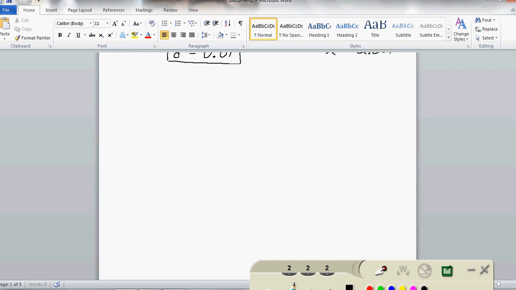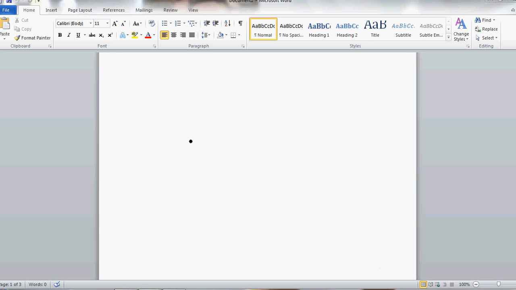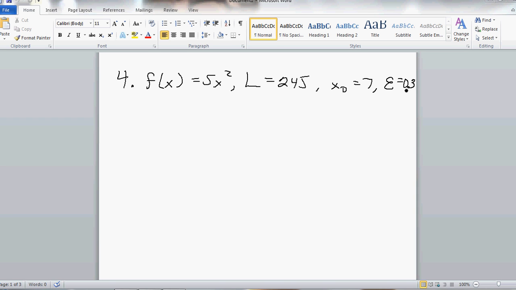Example number 4. Same thing. I'm going to write the information, and then we'll go with the graph, or the very rough graph. F of x equals 5x squared. The limit is 245. X sub 0 equals 7, and epsilon is equal to 0.3.